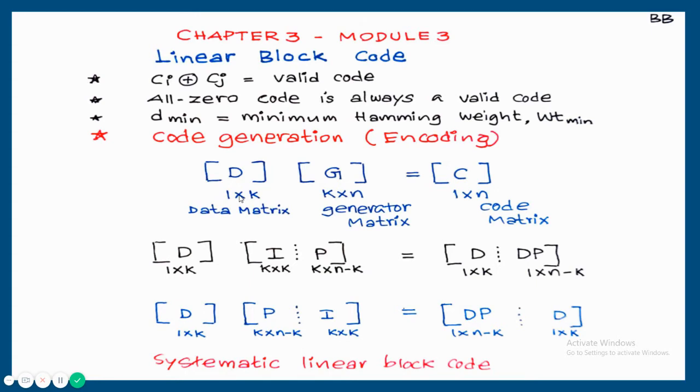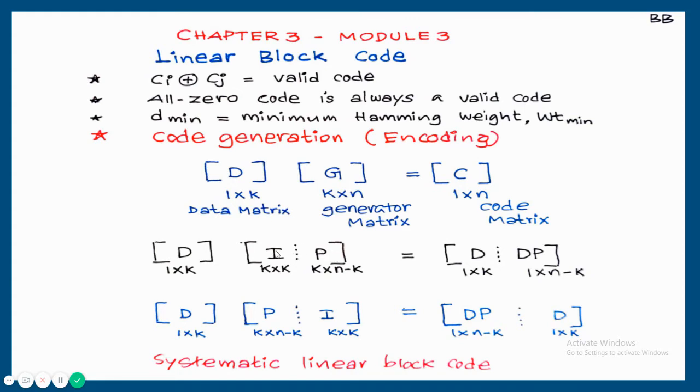For obtaining a systematic linear block code, the generator matrix should be in I, P format or P, I format. The reason is, when D is multiplied with I, the product is always D. So out of n bits, the first k bits are always data bits. That is a requirement for a systematic block code. Or if it is P, I, the rightmost k bits are always data bits. So depending upon the format of the generator matrix, we are able to say where the data bits are located.